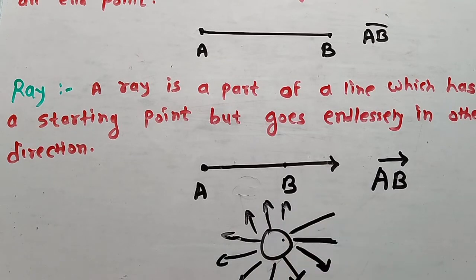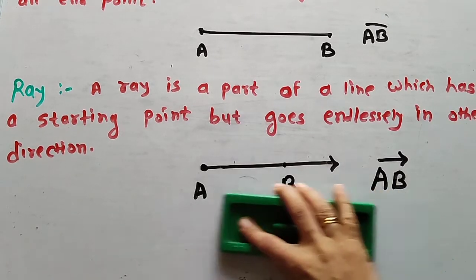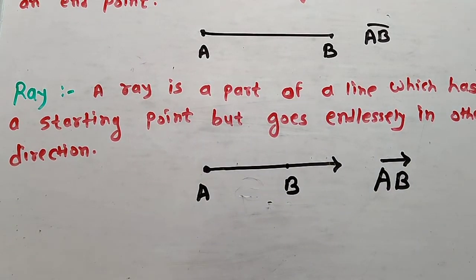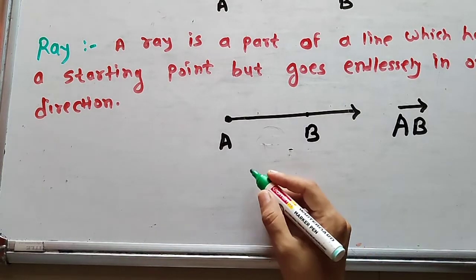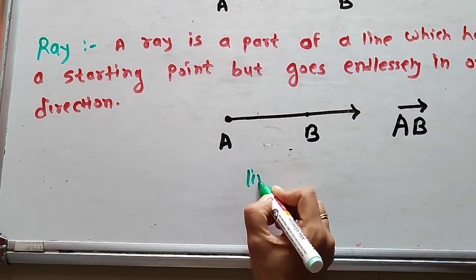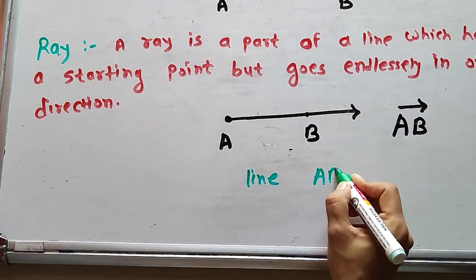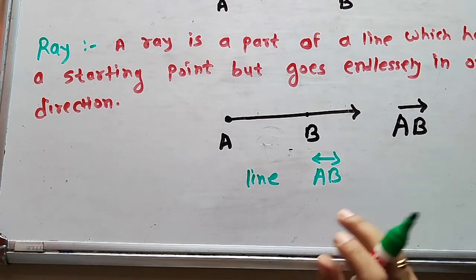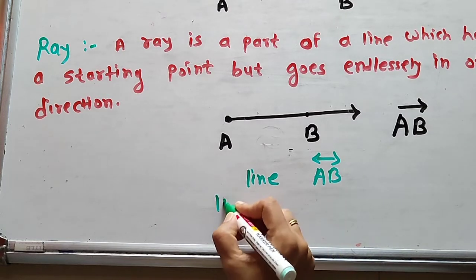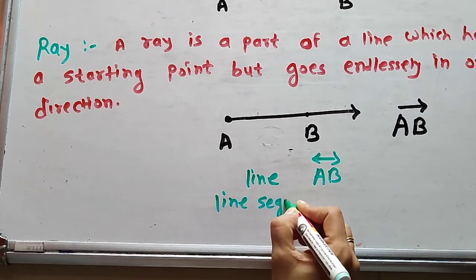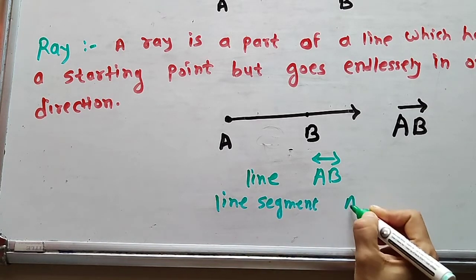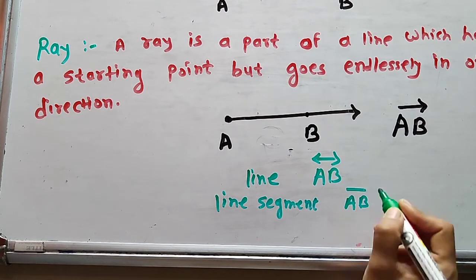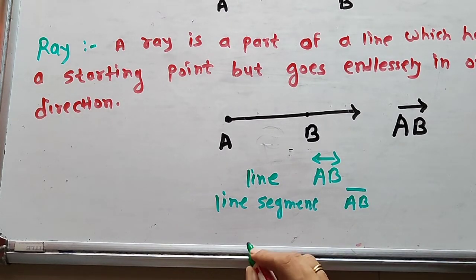This is another example of rays. How to indicate them? Remember how to write the line. We indicate a line with an arrow on both sides. This is line AB, so we use arrows on both sides. How do we write a line segment? This is line segment AB, we write only a straight line, with no arrow on it.